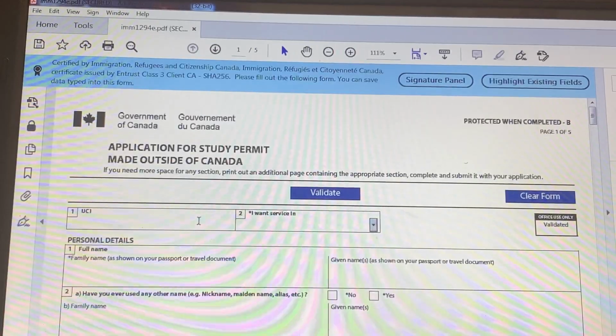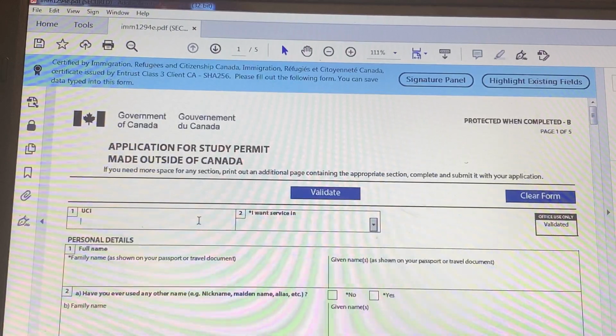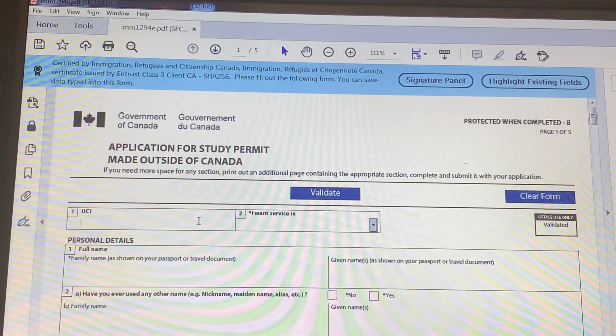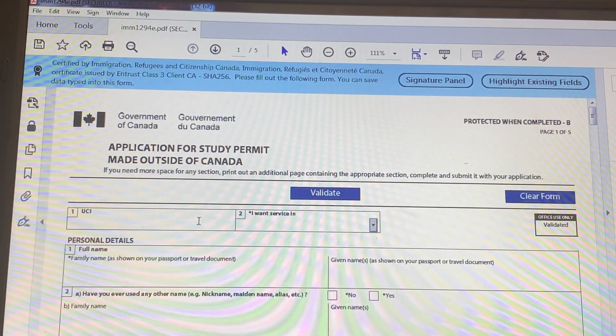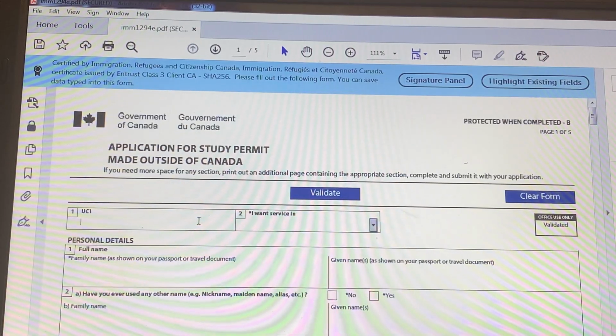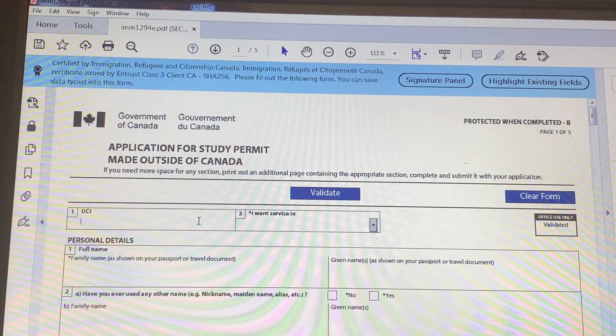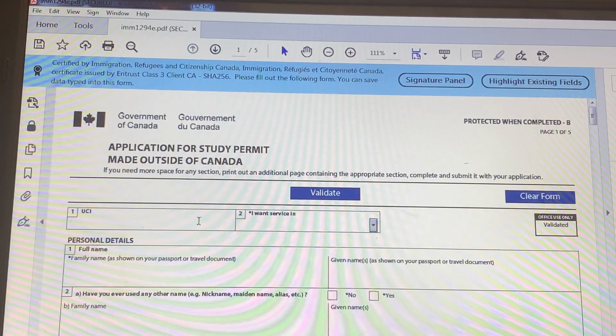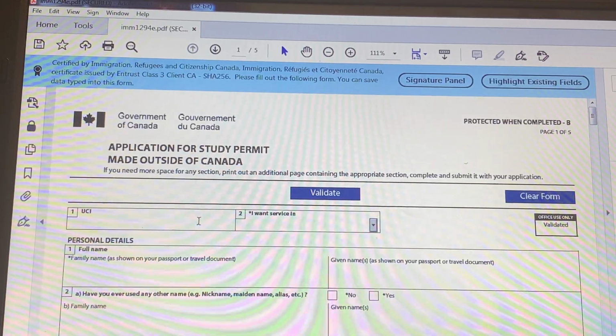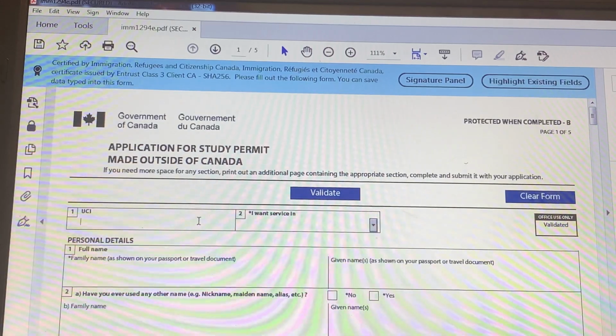So the first thing, guys, when you're completing the application form, it is something that takes a lot of focus. You want to make sure that you are free and not distracted and you have enough time to invest into it. So let's go, guys.